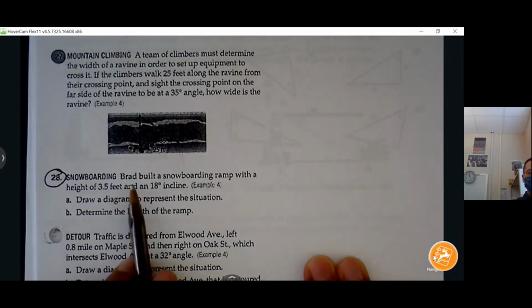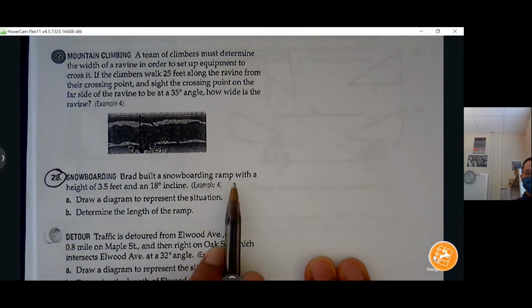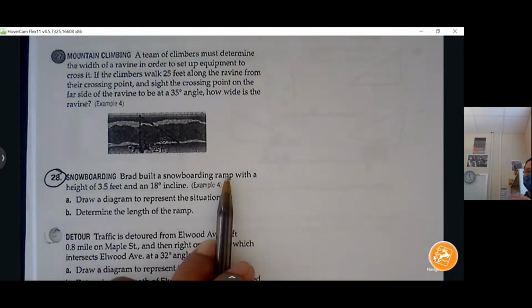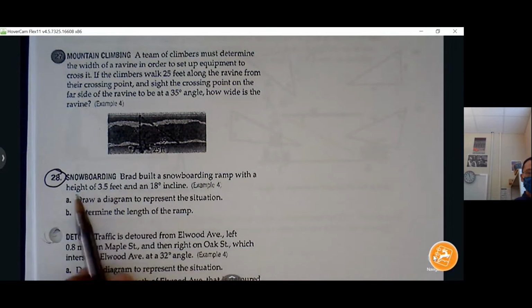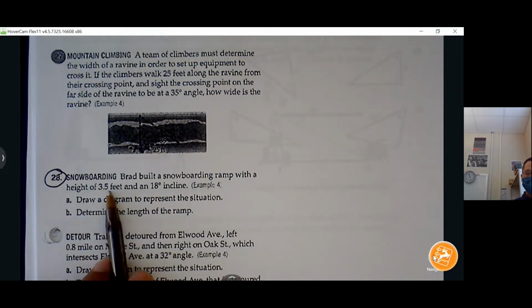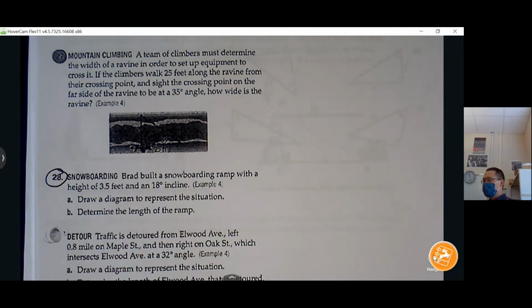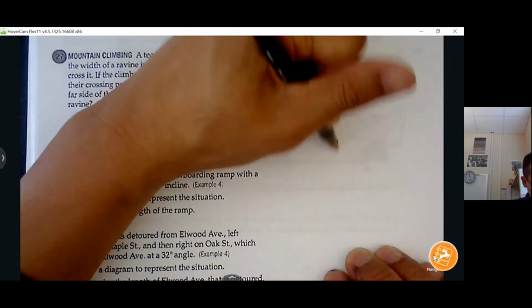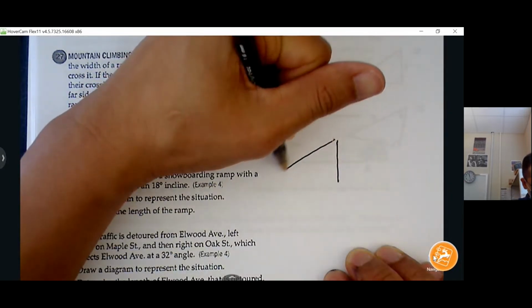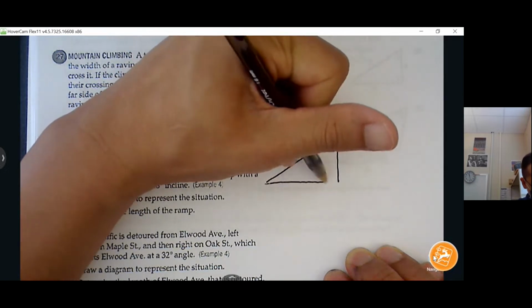Okay, so let me read this problem here. Brad built a snowboarding ramp. So we know a ramp is slanted, right? So that's some indication there. With a height of 3.5 feet. So height is referring to a vertical component of the triangle. 18-degree incline. So that's going to be the bottom corner of the triangle as the ramp is rising. So here's my triangle that will fit that description.